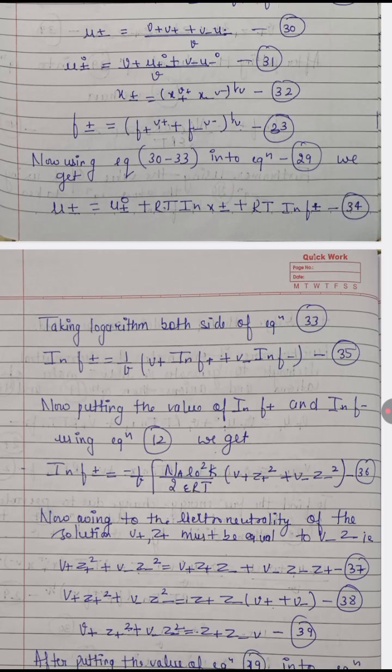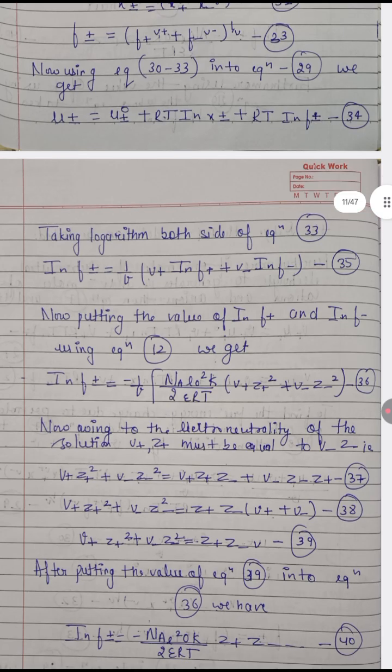Mu plus-minus equals (nu plus mu plus plus nu minus mu minus)/nu, equation 30. Mu naught plus-minus equals (nu plus mu naught plus plus nu minus mu naught minus)/nu, equation 31. X plus-minus equals (x plus^nu plus x minus^nu minus)^(1/2), equation 32. F plus-minus equals (f plus^nu plus f minus^nu minus)^(1/2), equation 33.